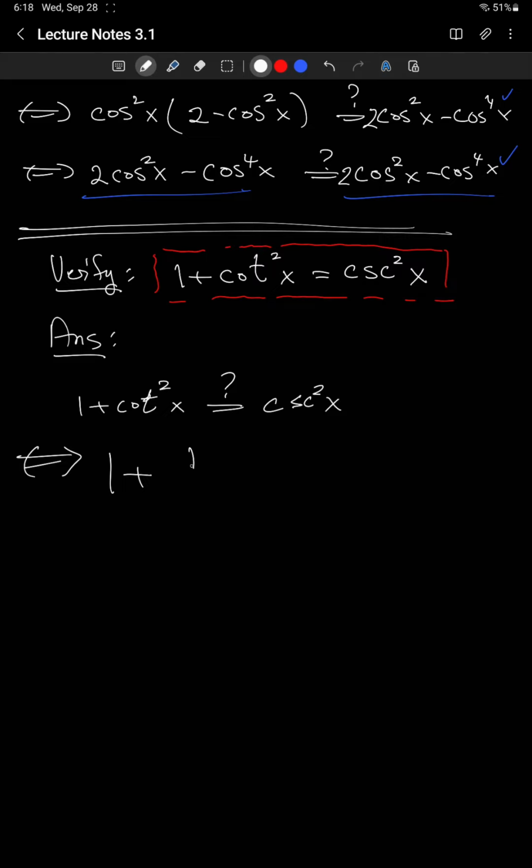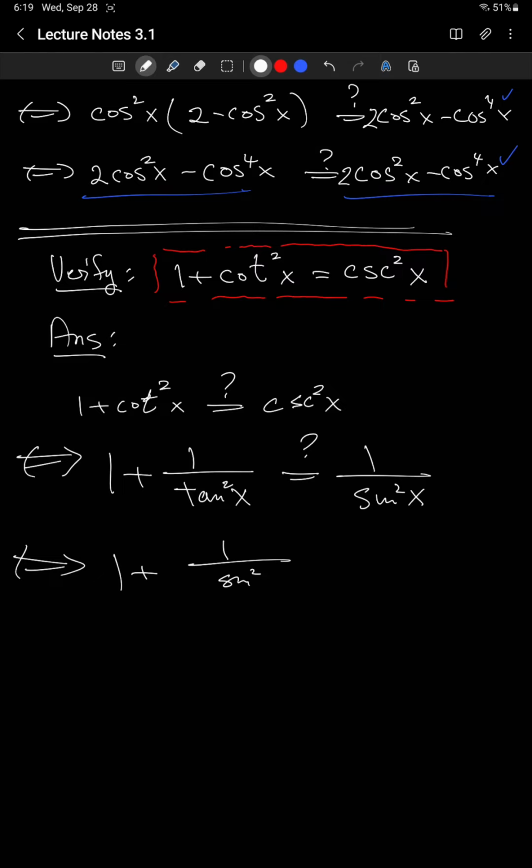Maybe we do that in 2 steps. So cotangent is officially 1 over tangent, right? So that's why I'm doing it in 2 steps, tangent squared. And then cosecant is 1 over sine. Okay. All right. Still looks kind of mysterious. So again, maybe we try converting the tangent into sines and cosines. So this is 1 over sine squared x over cos squared x, and the parentheses goes here, question mark, 1 over sine squared x.